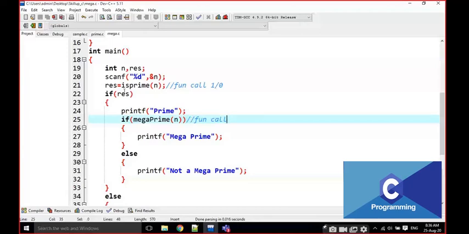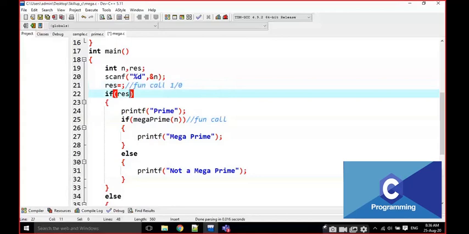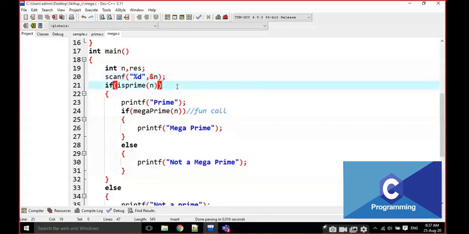Instead of this, I can also write it like this. That means if it is the prime of n, if it is true, a positive value other than 0, then it is called a function call. Now I am calling mega prime of n.